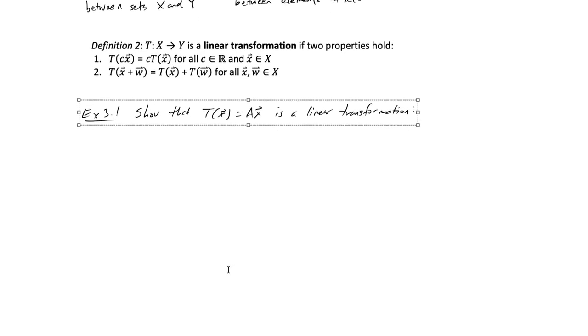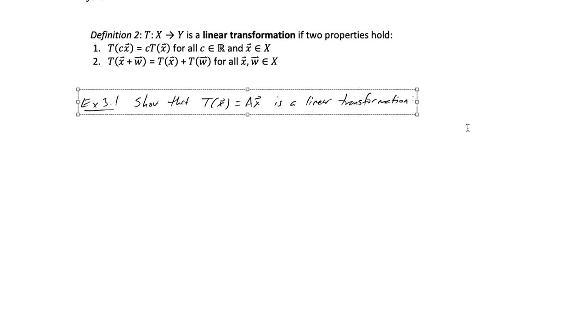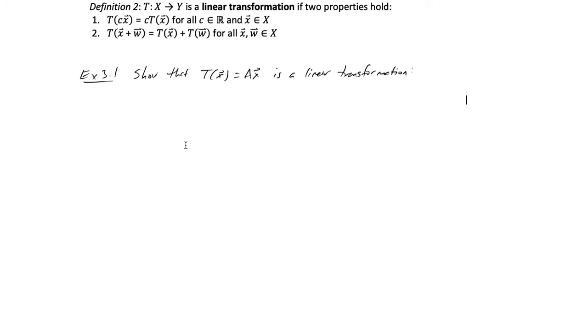So here's the first example. We want to show that a transformation that's defined by this matrix multiplication is a linear transformation. So we're going to go through the two properties that make a transformation linear. We're going to show that both these properties hold for this matrix transformation. The first property is if we take c times x and we transform that, that's going to be c times the transformation of x. So let's put c times x into this formula.